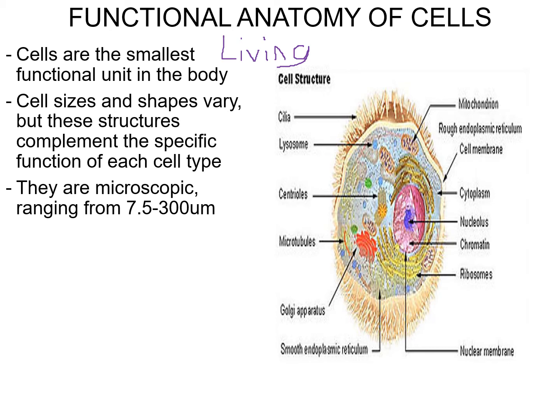Cells can grow, right? Hopefully when you go to the gym, your muscles grow. And when we get older, our organs grow to be proportionate with the rest of our body. So cells are the living units of our body. They're the smallest living units in our body. And they can vary greatly.